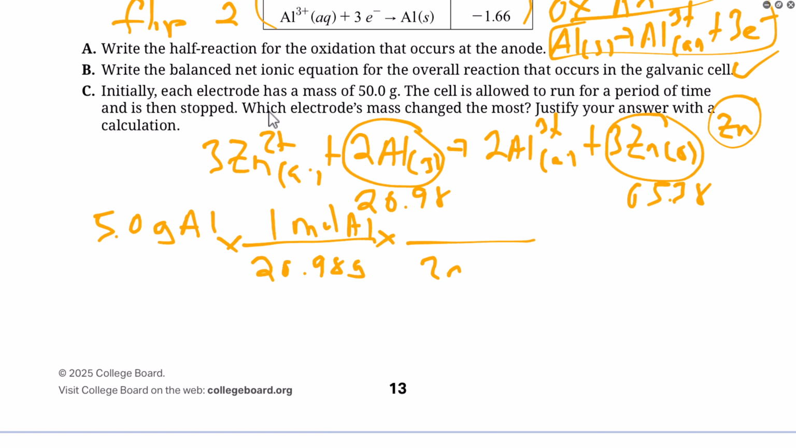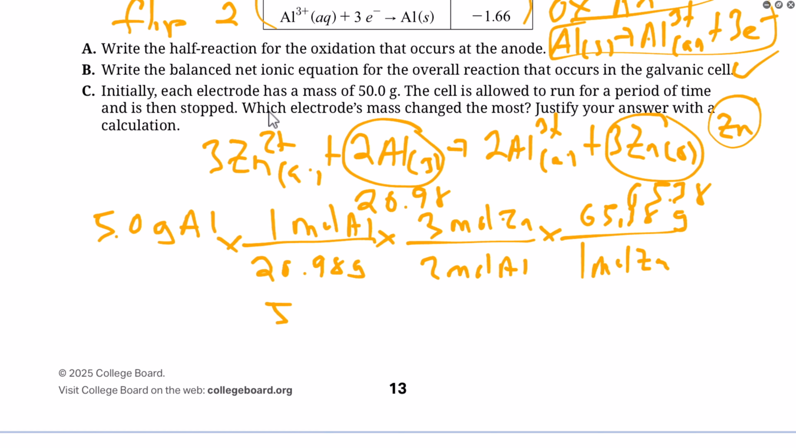Let's use the mole ratio here. So 2 moles of aluminum to 3 moles of zinc. And then 1 mole of zinc, 65.38 grams. So I bet if I do it this way, I can show that for every 5 grams of aluminum that react, I produce so many grams of zinc. And as a result, I can prove that the zinc will change more.